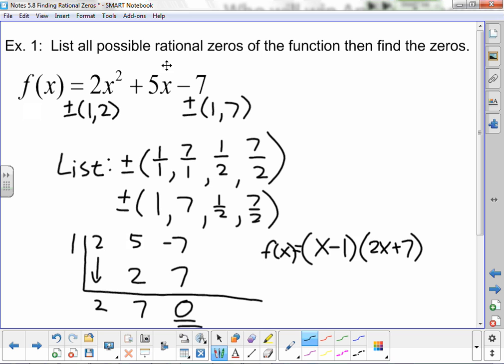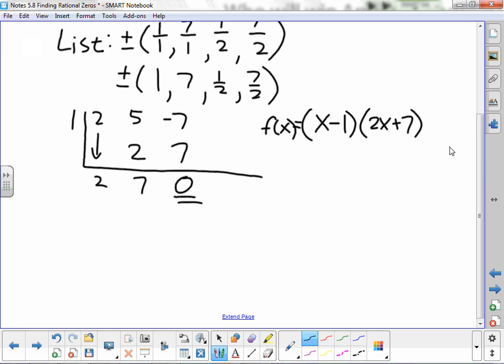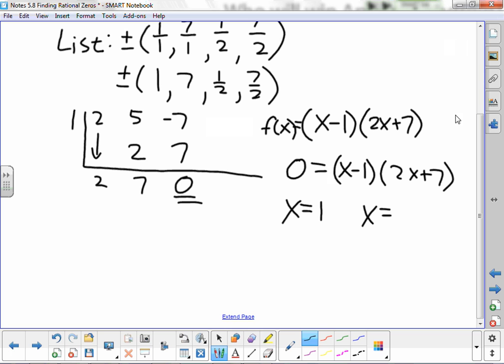And is there a solve listed? Then find the 0. So we're going to find the 0 still. So f of x will turn into 0 equals x minus 1 times 2x plus 7. Now you just solve. So you're going to get x equals positive 1 and x equals -7 over 2.